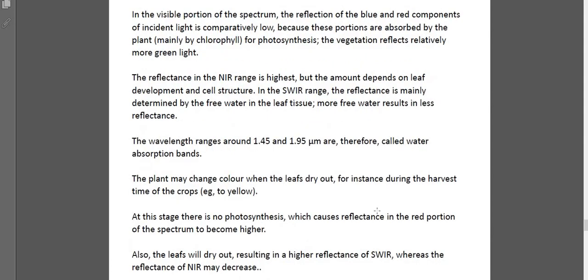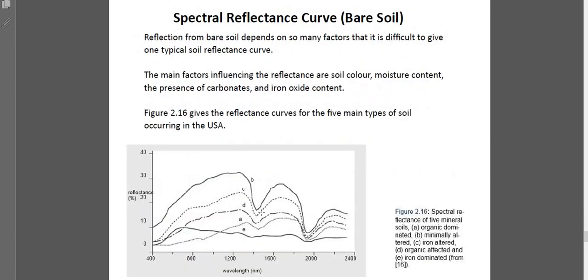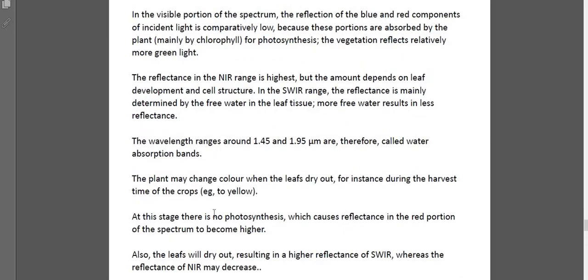Next we have its theory. You can study it; I have explained this theory. And next we have the spectral reflectance curve of bare soil. We will also discuss this theory in our practicals when we apply NDVI, when we use NIR and short wave infrared, and we will see the difference.